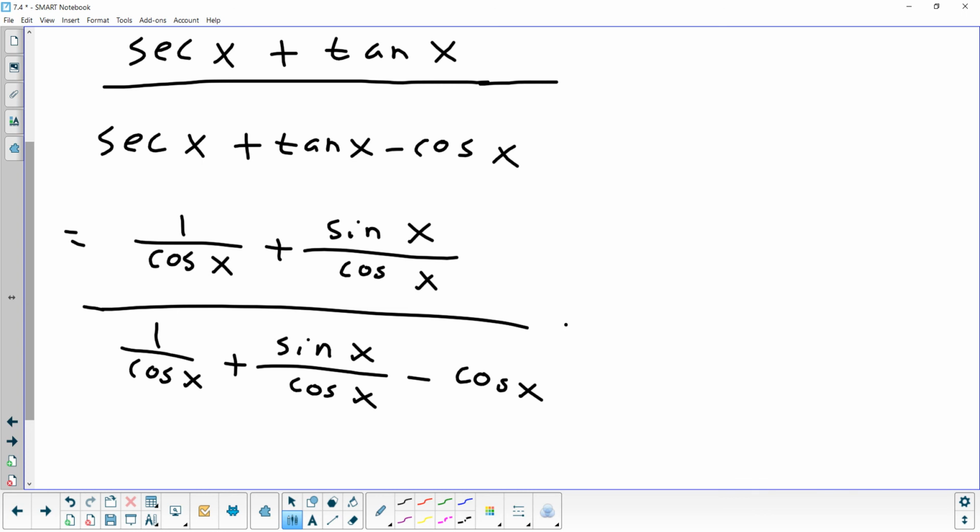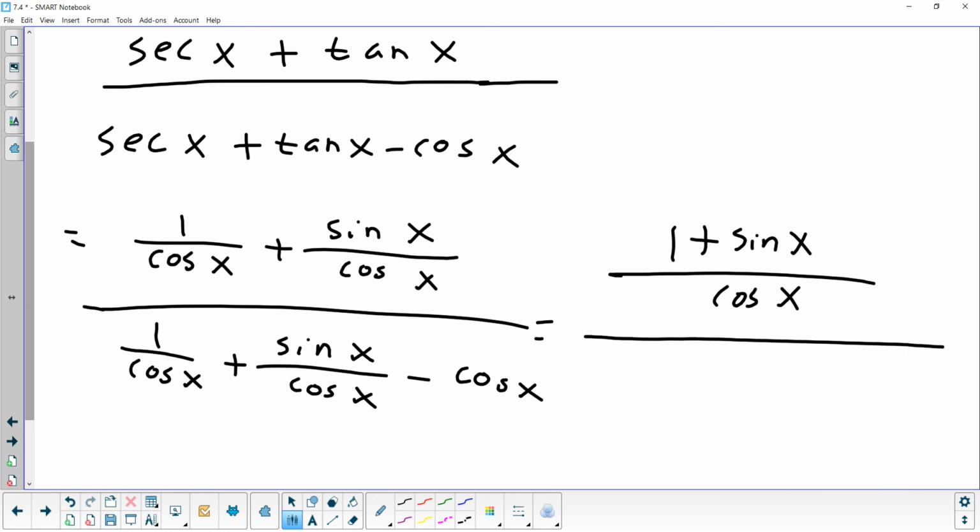Let's just rewrite the top because I'm not 100% sure what we're going to do next here. But we already have a common denominator in the top. So let's just do 1 plus sine divided by cosine. So that I kind of saw. Any questions on that part? Okay, the bottom looks kind of like a mess. First, let's make sure it's all correct. 1 over cosine, plus sine over cosine, minus cosine.